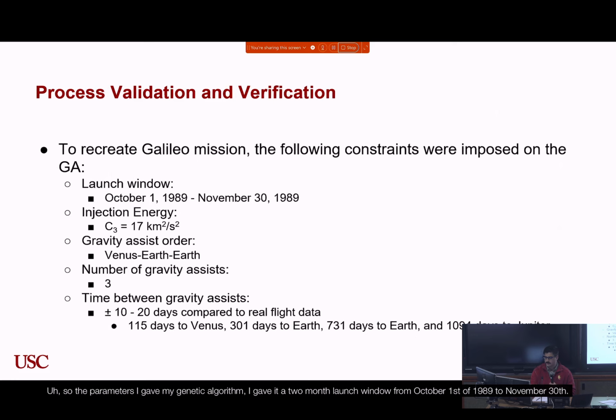So the parameters I gave my genetic algorithm, I gave it a 2-month launch window from October 1st of 1989 to November 30th. I modeled the same inertial upper stage, same gravity assist order, same number of gravity assists, and I initially tried a very large spread of times between the legs, but I wasn't able to converge on a good solution, so I shortened it to plus or minus 10 to 20 days for each of the legs relative to the real flight data.